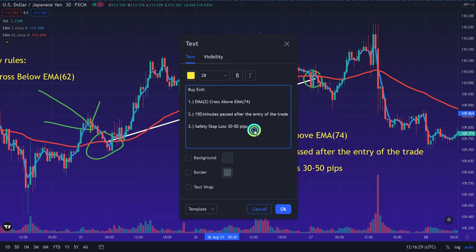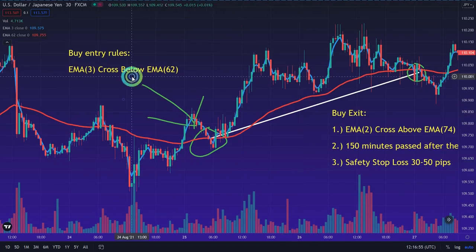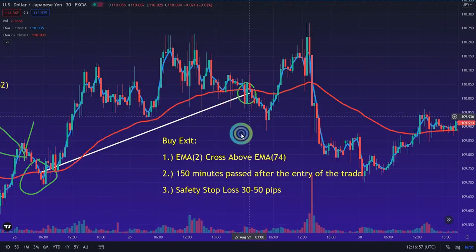And the safety stop loss is a key to every strategy. Most of the time you won't be using it, but if the markets, a crisis, crash, anything can happen, your deposit will be saved with the stop loss. So it is important because the world is crazy. So these are the buy entry and these are the buy exit rules.